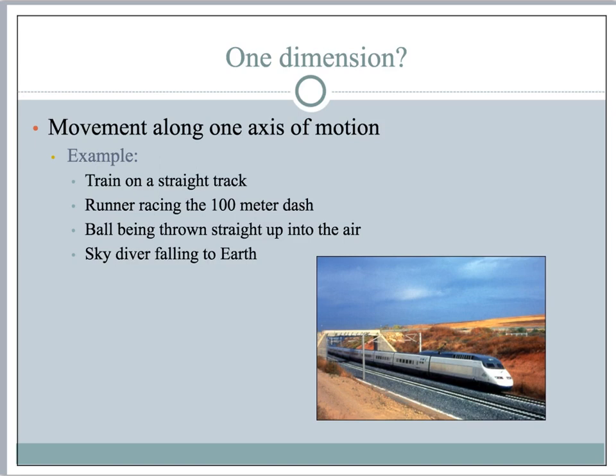But it doesn't always mean that it's a horizontal motion. It can be an up and down motion as well. So a ball being thrown straight up into the air is traveling along a straight line path. It doesn't have to travel left and right, it can travel up and down. So that would count as a one-dimensional motion. Or a skydiver falling to Earth follows a one-dimensional path.